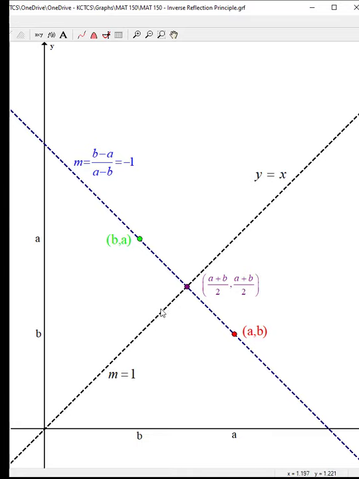Okay, what have we just proven here? Well, if two lines are perpendicular, and these two distances, that is the distance from (b, a) to this midpoint, and the distance from (a, b) to that midpoint are equal, that means these two points are reflections of each other across the line y equals x. If I choose a generic or arbitrary point from the graph of f, and I look at the corresponding reflected point on the graph of f inverse, I can see that those two points will always be reflections of each other across the line y equals x. That means the entire graph of f inverse will always be a reflection of the graph of f across the line y equals x.